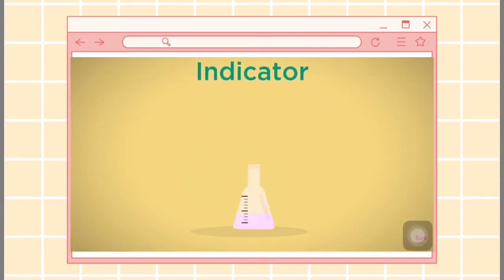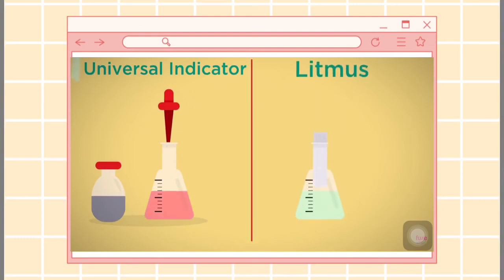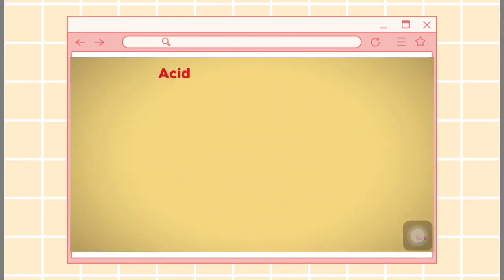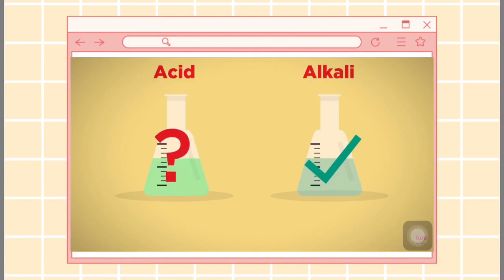Depending on what indicator you use will depend on whether the color change is gradual or a sudden change. If you are carrying out an acid-alkali titration, you may use a universal indicator which would give you a gradual color change, whereas litmus would give you a sudden color change. Sometimes the acid may be the known solution and the alkali unknown, and other times the alkali the known and the acid unknown.